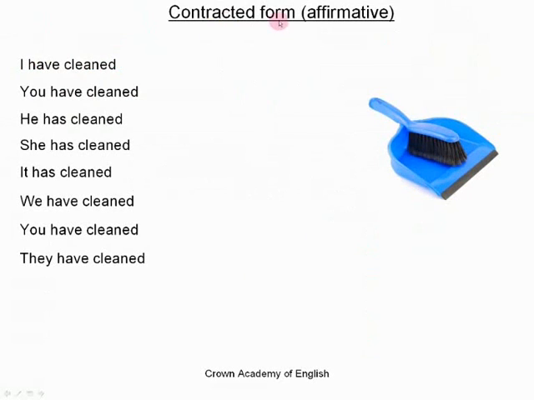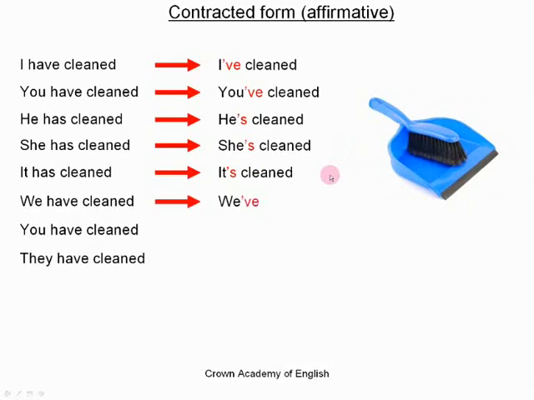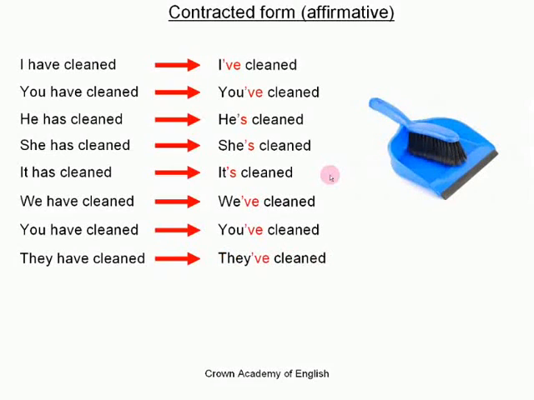Now let's look at the contracted form of the affirmative. So I have cleaned, I've cleaned. So we put an apostrophe and then the letters V, E, and we pronounce it as one syllable, I've. You've cleaned. He's cleaned. She's cleaned. It's cleaned. We've cleaned. You've cleaned. They've cleaned. Okay?